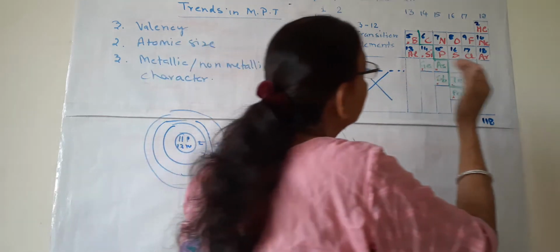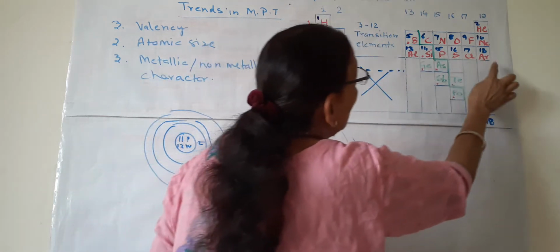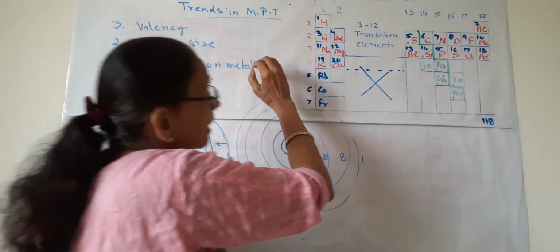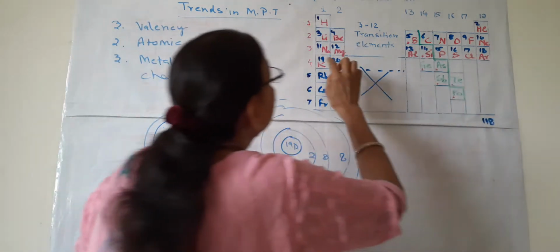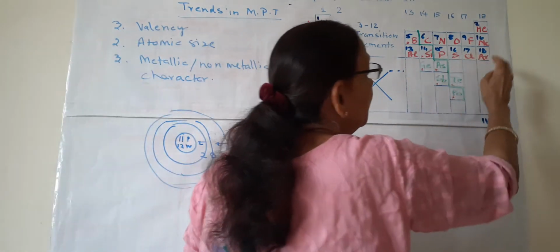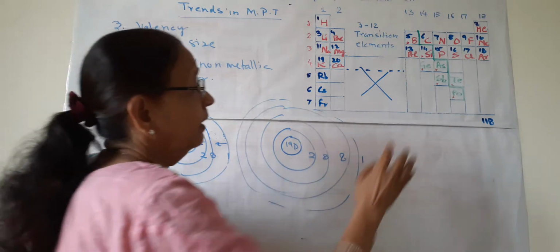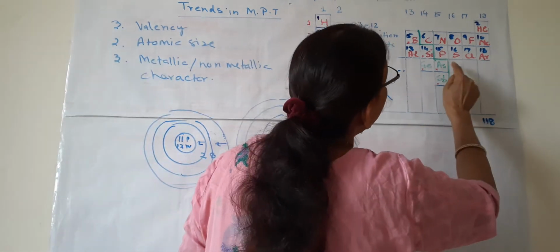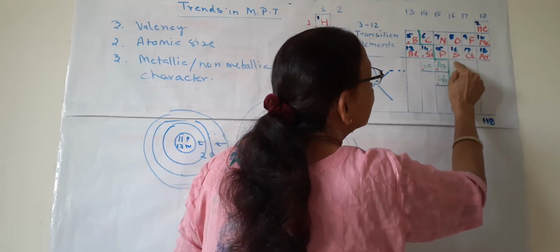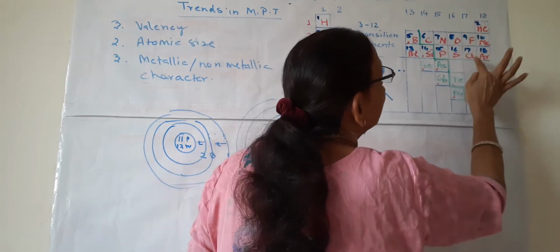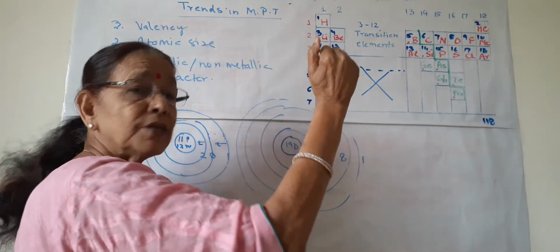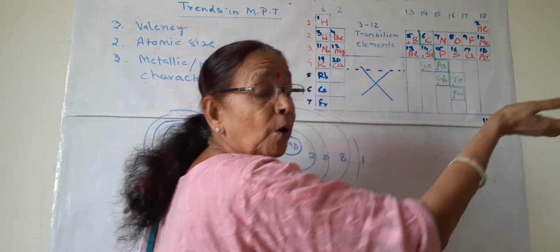How does this transition from metal to non-metal take place? So we can see that as we go from left to right, the metallic character changes to non-metallic character. On the right hand side you can see silicon is a metalloid, then phosphorus, sulfur, chlorine, and this is inert. Up to chlorine, these are non-metals. So there is a transition from metal to non-metal.